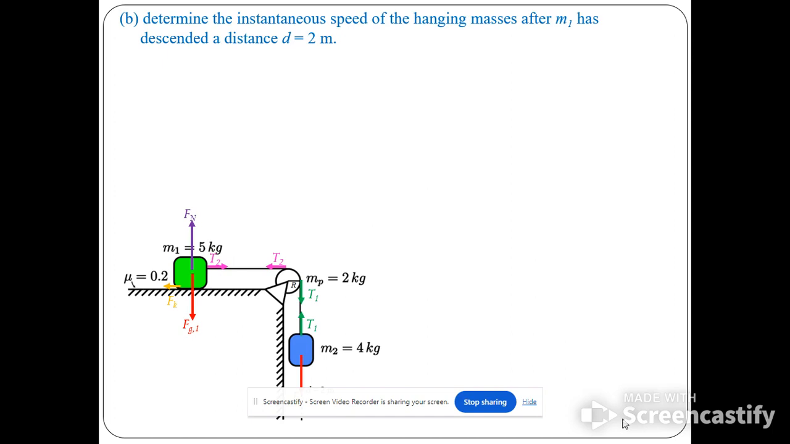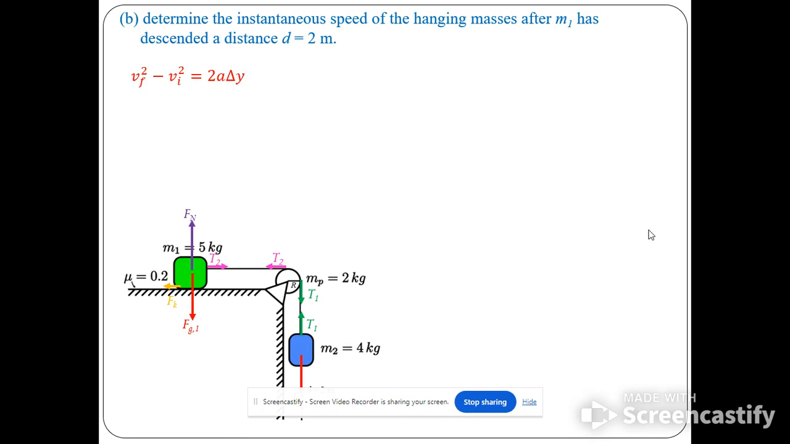Move on to B. For this one, it's just determining the instantaneous speed after it has descended 2 meters. So in the diagram, if M2 has fallen 2 meters, of course it's moving, and they want to know how fast that is moving. Again, just speed, so we don't really need to care for the direction.